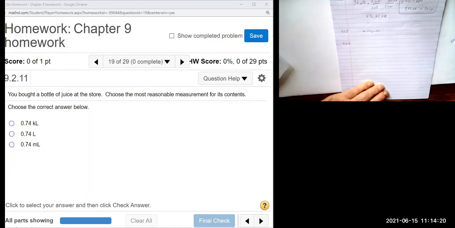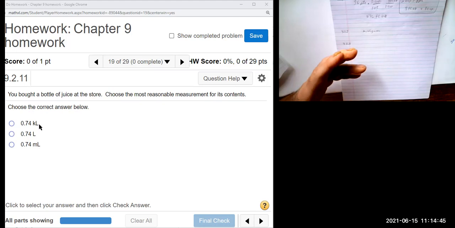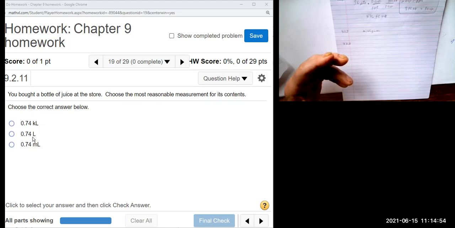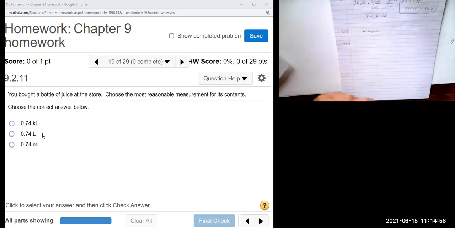Let's look at this problem. You bought a bottle of juice at a store. Choose the most reasonable measurement for its contents. Well, our choices are kiloliters, liters, or milliliters. We're talking juice. These seem to be a volume of juice. Milliliters is kind of small unit, probably medicine quantity. Kiloliters is a huge amount of liquid. So I think a normal amount of bottle of juice at a store might be 3/4 of a liter, 0.74 liters. So I think the answer to this one is 0.74 liters.